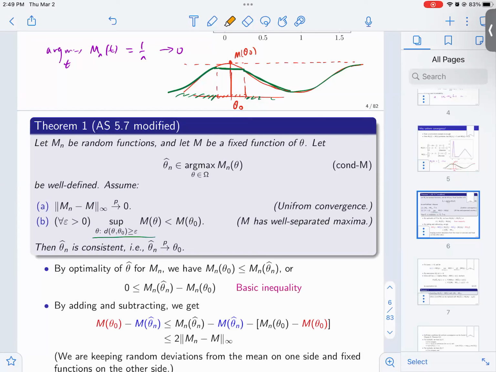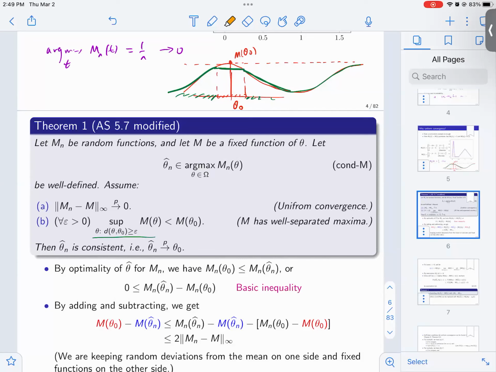So if you rearrange, this is saying that this is larger than this, right? Because this is the maximizer, there's no reason, I mean, this could be equal to that, but it's definitely less than or equal to the maximum, right? So it's saying that the maximum is achieved at theta hat. So I have this, then I manipulate this, and I get something interesting. So this is the basic inequality.